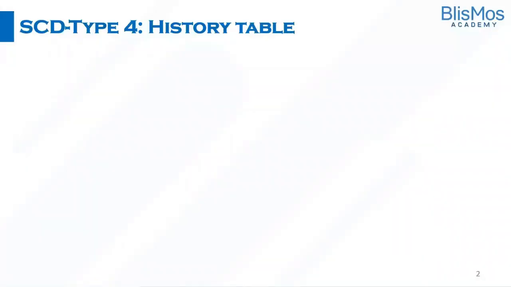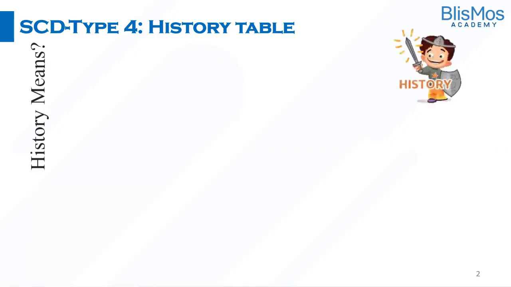Why are we having a type 0 to type 6 SCDs? To track the changes in the dimensions. So history table, what is history? Are we going back to how Alexander conquered half of the world? No, we're talking about the dimensions here. We are talking about the data warehouse here.